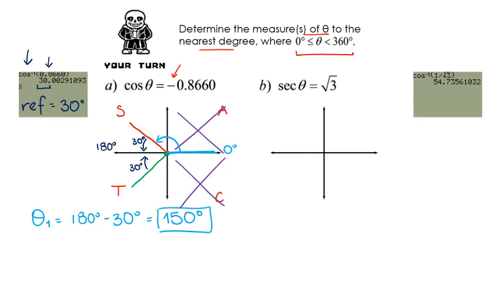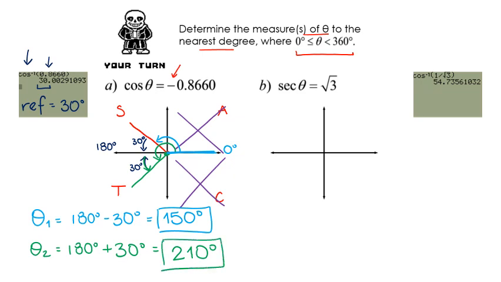And then from 0 up to our terminal arm in quadrant number 3, we will now have to take 180, but now we'll have to add an extra 30 degrees, and that nets us an angle of 210 degrees. So our two solutions are 150 degrees and 210 degrees.